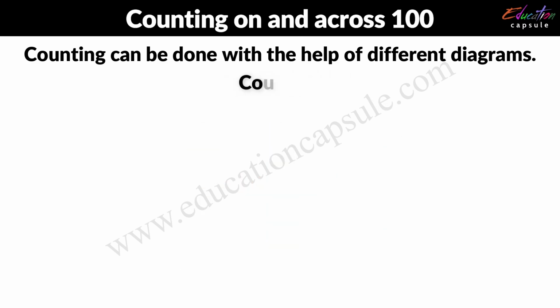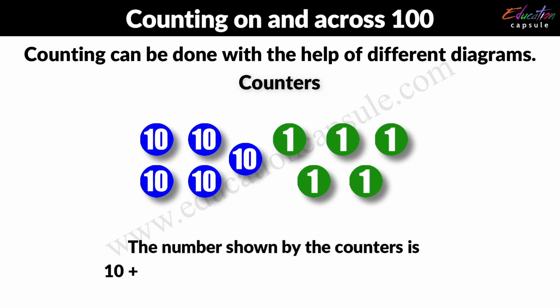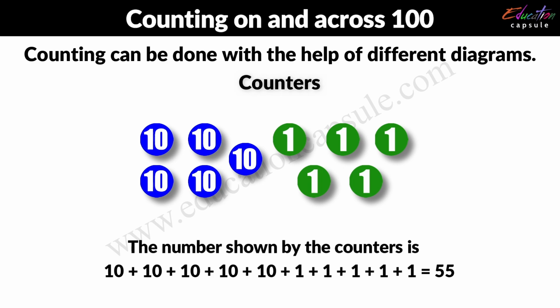Next is counters. The number shown by the counters is 10, 10, 10, 10, 10, 1, 1, 1, 1, 1. So the total of it will come out to be 55.